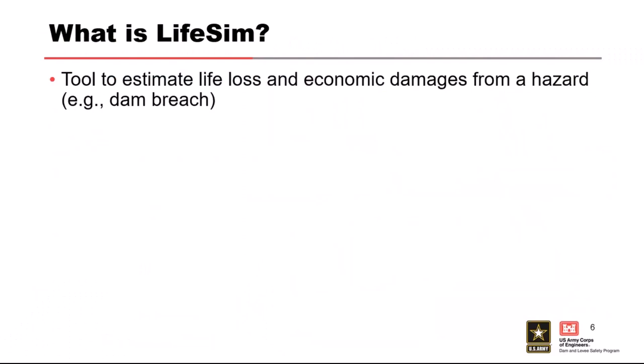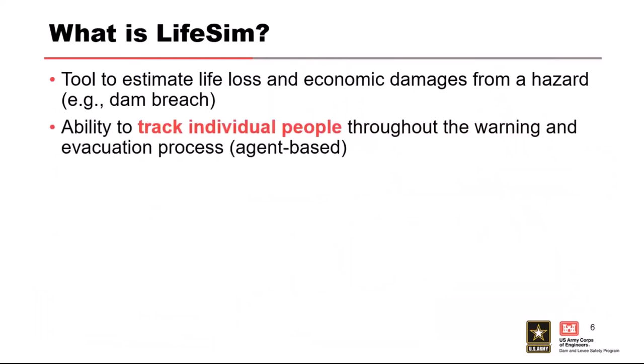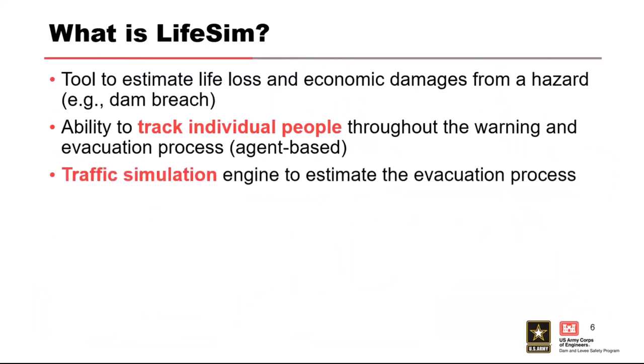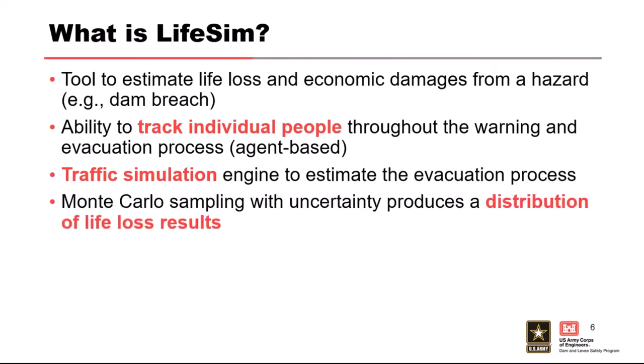What is LifeSim? Well, it's a tool to estimate economic damages and life loss from flooding. I think we're all pretty comfortable with that. It has the ability to track individual people. It's an agent-based model. It has a traffic simulation engine built into it, so we can actually simulate the warning and evacuation process so that we can understand not only where people started, but where people ended up. And it has Monte Carlo sampling with uncertainty around multiple parameters, which means that we get a distribution of potential life loss results, a distribution of potential economic damages, because we're not certain about any of this stuff. When we're looking at fictitious hydraulic events that haven't happened, we need to be able to talk about what we're unsure about. And we need to be able to understand just how unsure we are.